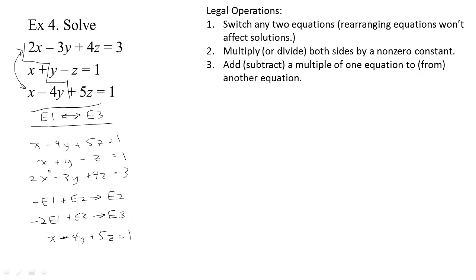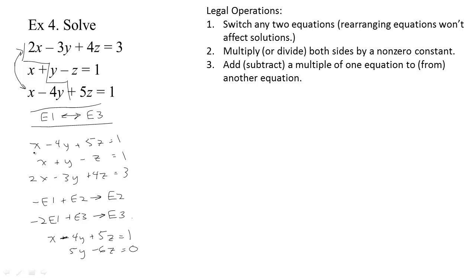Nothing's wrong with what I'm using for my equation 1 right now, which is x minus 4y plus 5z equals 1. If I subtract the first from the second, take negative 1 times the first equation and add it to the second equation, x minus x is nothing. We kind of planned it that way. y minus negative 4y is 5y, and negative z minus 5z is negative 6z, and 1 minus 1 is 0.